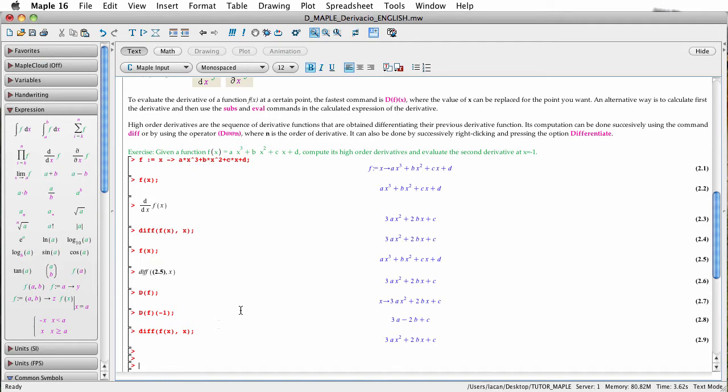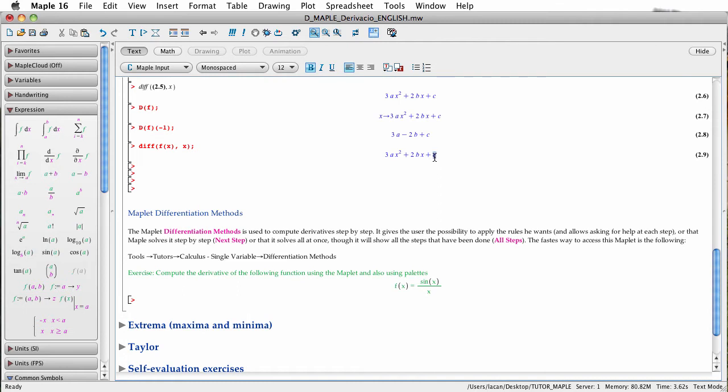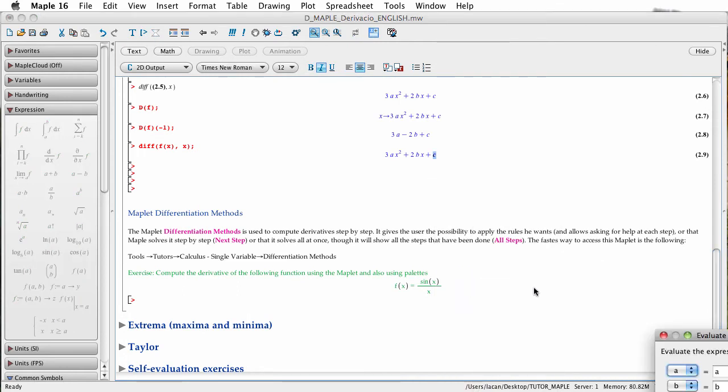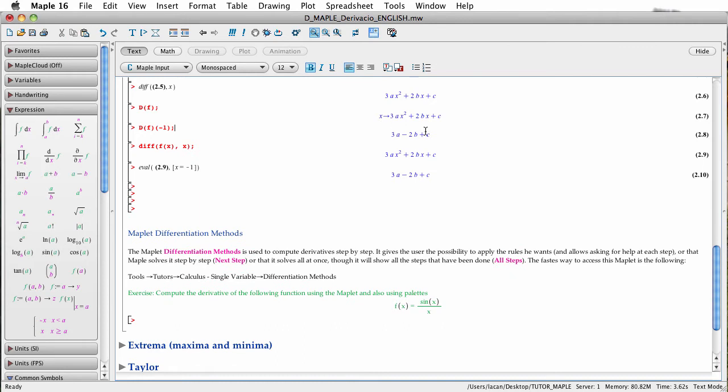You can do it different ways, but one thing is using the context sensitive menus, where you right click and say evaluate at a point. We are going to put the point -1 so it coincides with this value, so you get the same result. You can see that if you want to evaluate the derivative at a point, it's easier to do directly this and not using these two lines. Okay. Now we know how to compute the first order derivative and evaluate it at a point.